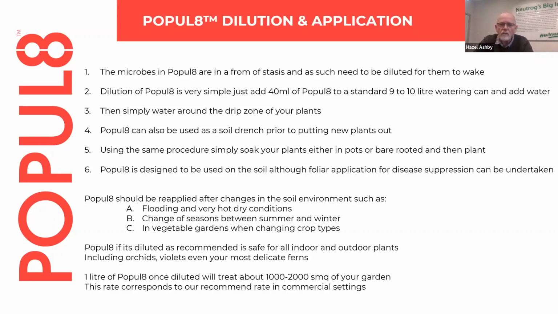Now, you can use it in the soil, which is what we really designed it for, but potentially there are uses for foliar applications for disease suppression. It's not the general way we use it, and the reason we don't generally use it as a foliar spray is that all microbes that are isolated from the soil tend to be sensitive to UV light. So if you do want to use it as a foliar application, you can. Just consider that you should really be applying it in the evenings or on the underside of leaves where they're not exposed to the direct sun.